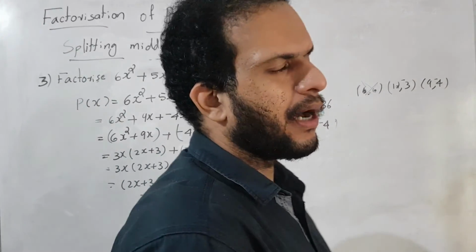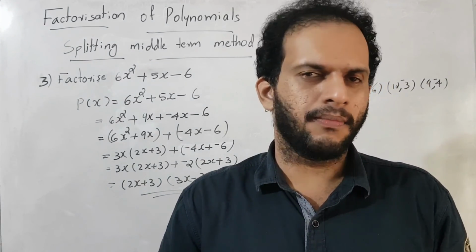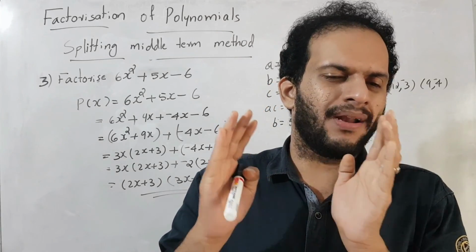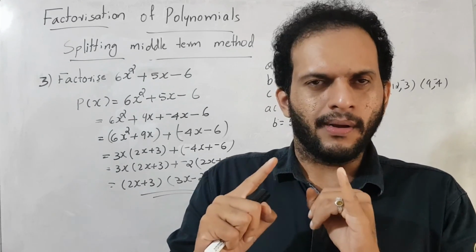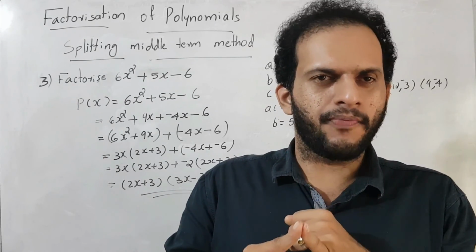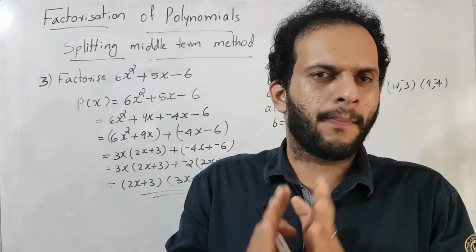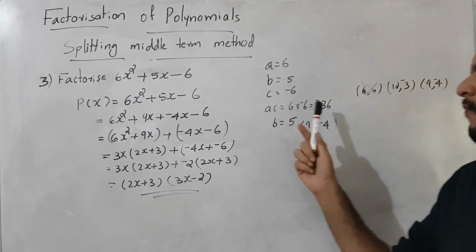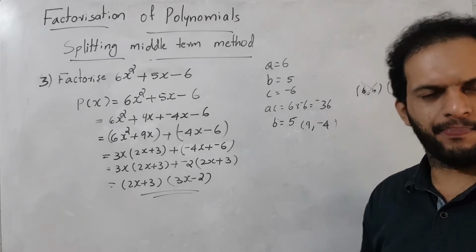Okay, so this is the idea to factorize a polynomial by using the splitting middle term method. Don't forget the ideas we discussed at the time of factorization. How do we choose the pairs of numbers? That is a very important idea. The product of the pair should equal the value of AC, and the sum of that pair should equal the value of B.